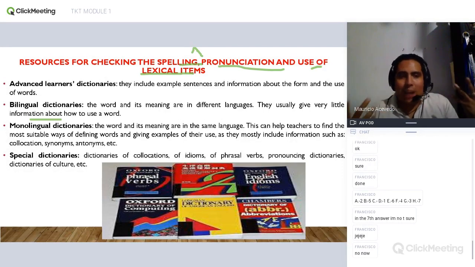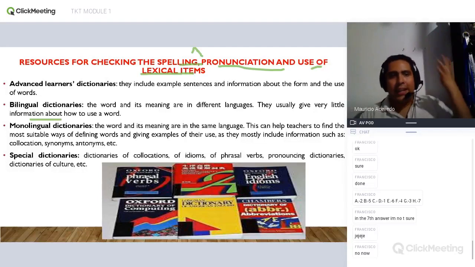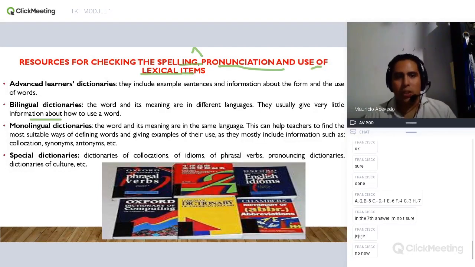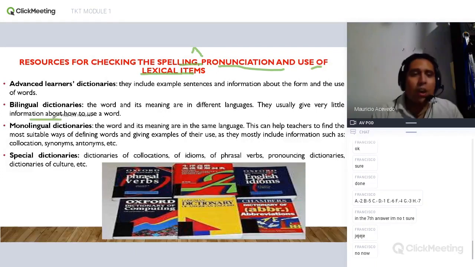Okay, and it doesn't appear in a bilingual dictionary because most of these words don't exist in our language. That's why it says that it's useful, but it doesn't give much information. Okay, but at the same time, Francisco, we have monolingual dictionaries, which are the words and its meaning in the same language.